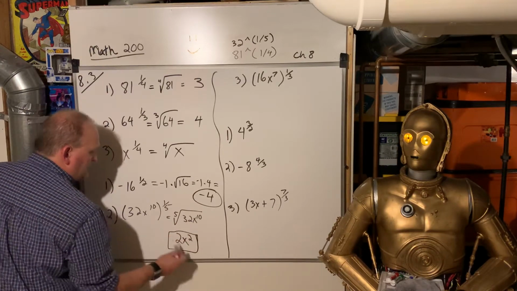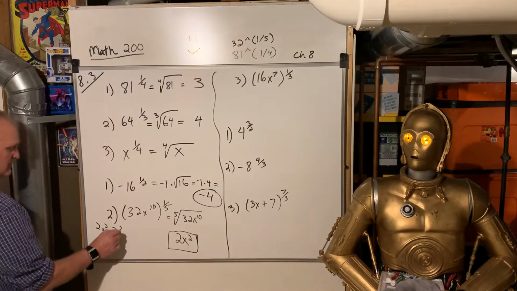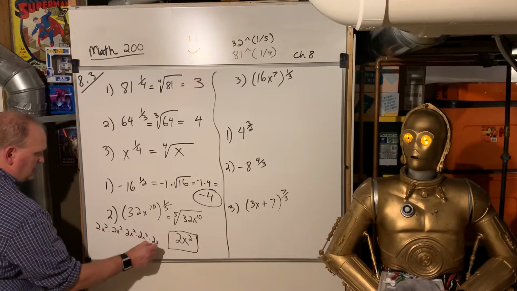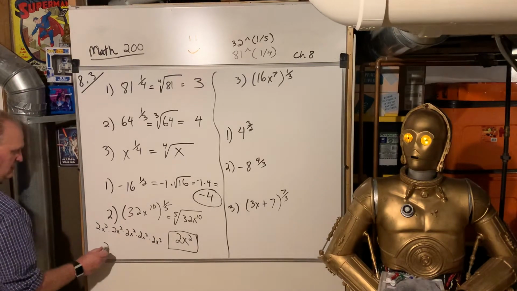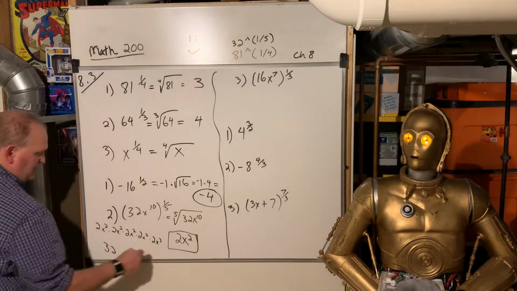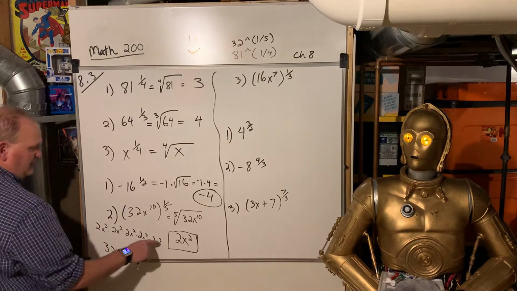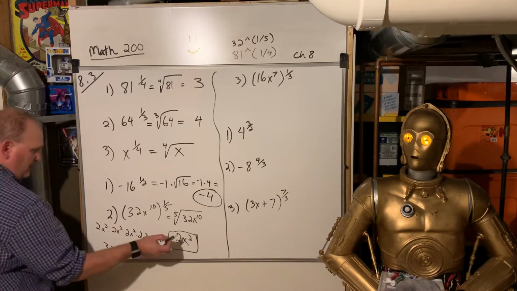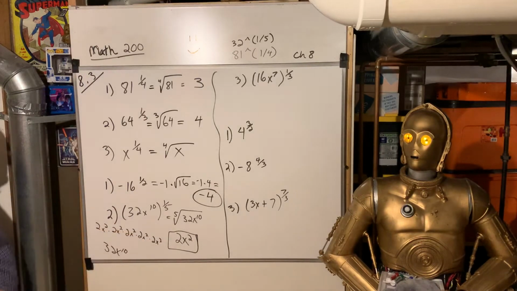You can double check this. It would be 2x squared times 2x squared times 2x squared times 2x squared times 2x squared. 2 times 2 is 4, times 2 is 8, times 2 is 16, times 2 is 32. And you have like bases, so you add exponents. So 2 plus 2 is 4, plus 2 is 6, plus 2 is 8, plus 2 is 10. So it does work out that if you multiply this by itself 5 times, you get back 32x to the 10th.